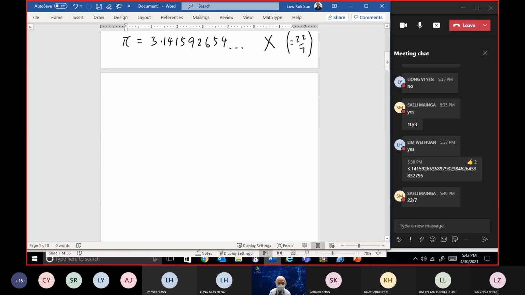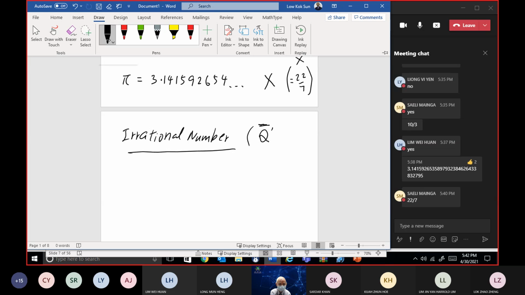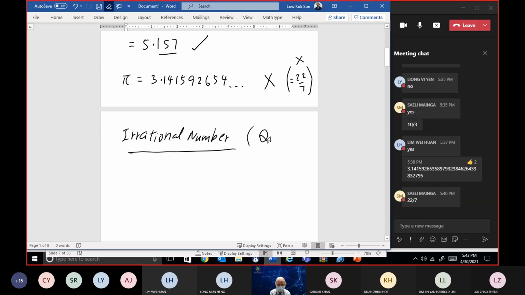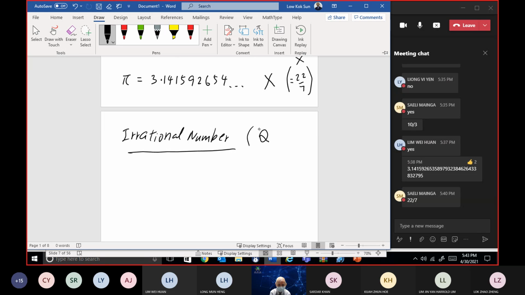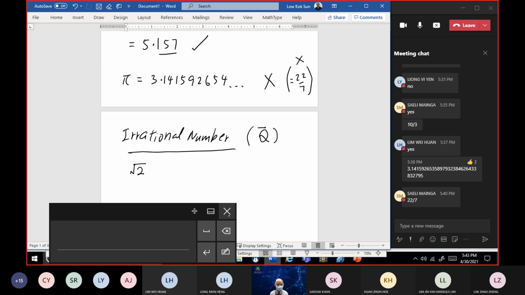So now, irrational numbers. Sometimes we put a bar or sometimes we put a prime; it's just a symbol only. So irrational number. Can I ask you, what is this number? Can you use your calculator?